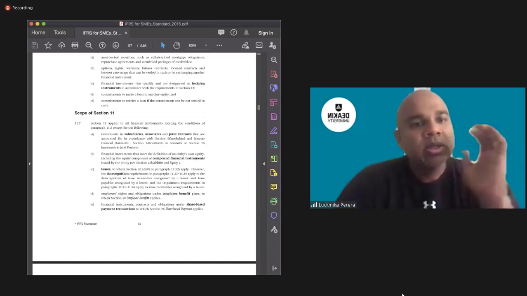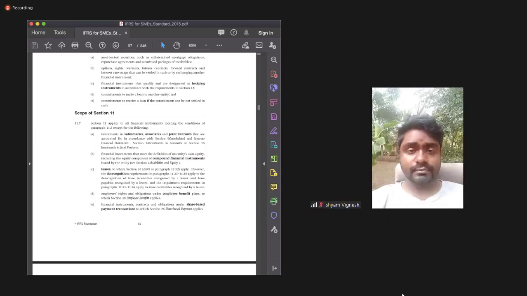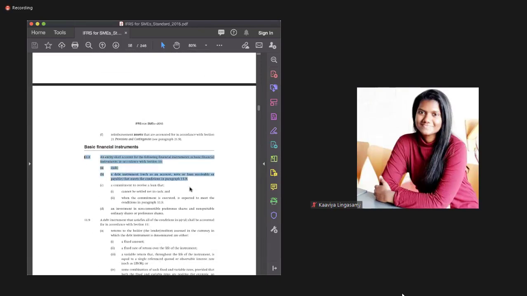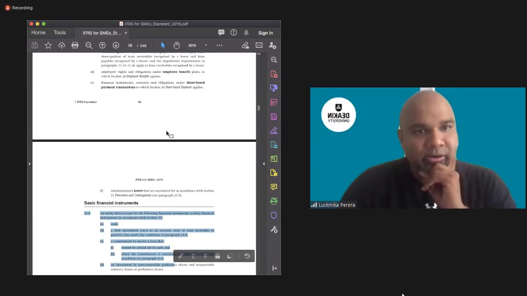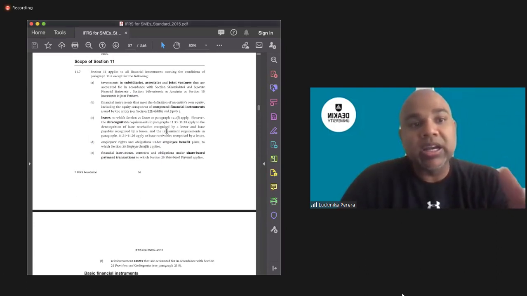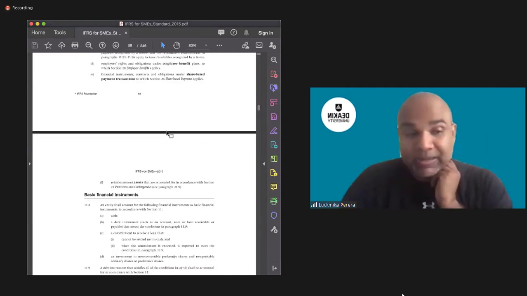Okay. Now, Section 11, as we said, applies to all financial instruments meeting the conditions of paragraph 11.8. So that will be the one up here. This is 11.8, basic financial instruments. We'll refer to that again very soon, but we'll quickly go through this. Investments in the conditions of paragraph 11.8, except for the following: investments in subsidiaries, financial instruments that meet the definition of own equity, leases, employers' rights and obligations, financial instruments, contracts and obligations under share-based payment transactions, are all exempt from this Section 11 application.